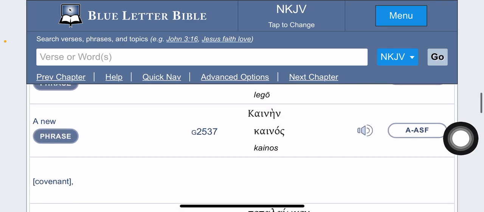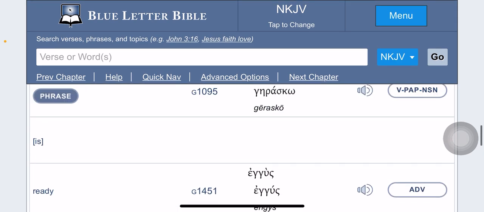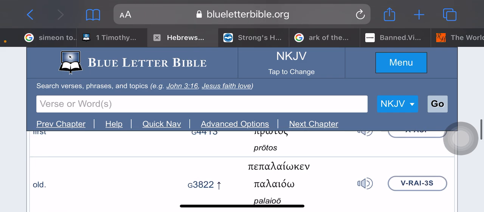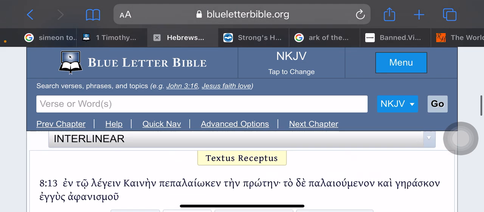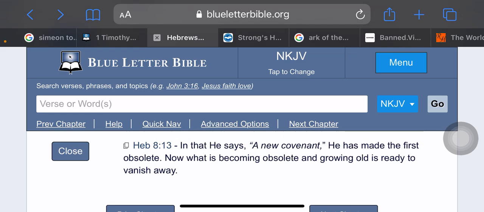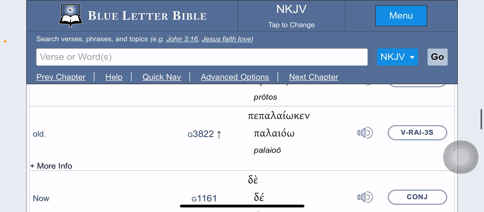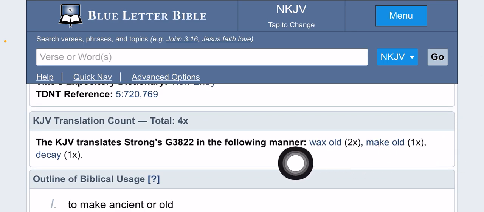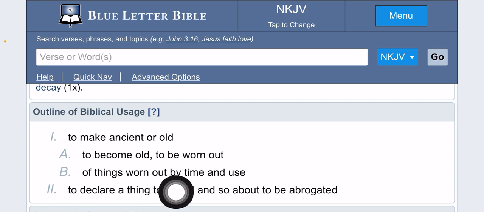Let's go look at that word obsolete. I can't really find the word obsolete. Obsolete. He made the first old. So that word obsolete is also known as wax old. Okay, decay. Okay, to become worn out, to become old, of things worn out by time and use.